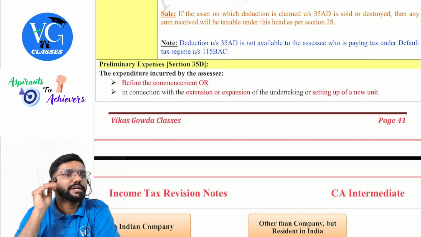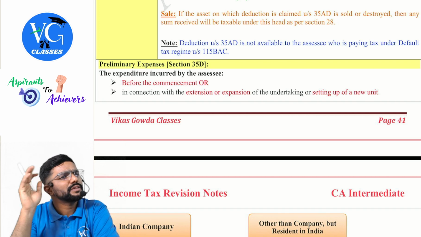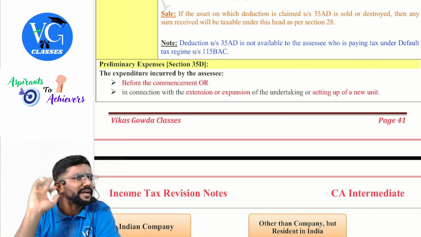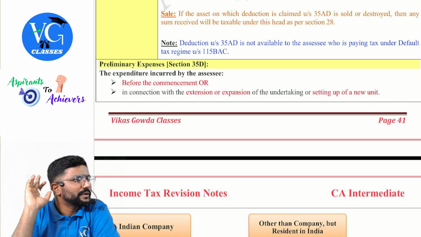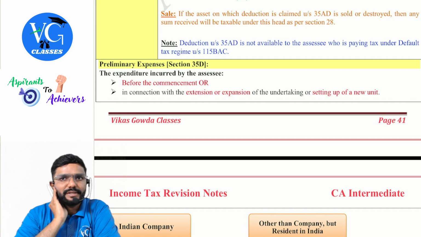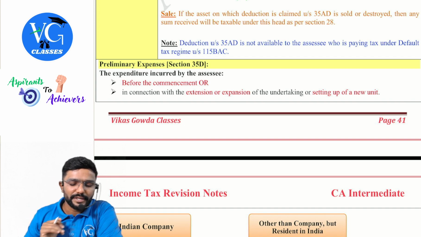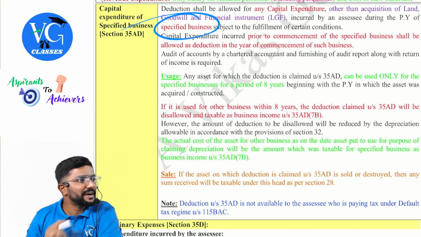Now, sir, if I am following the default tax regime and doing specified business, what should I do, sir? Add it to the block, claim depreciation. 35 AD doors are closed for you. That means you can add the asset to the block and claim depreciation on it.